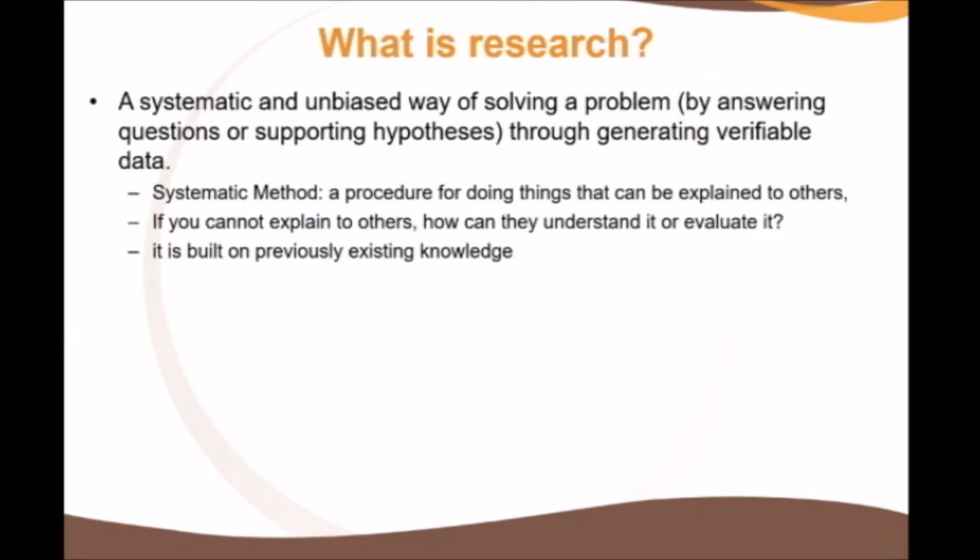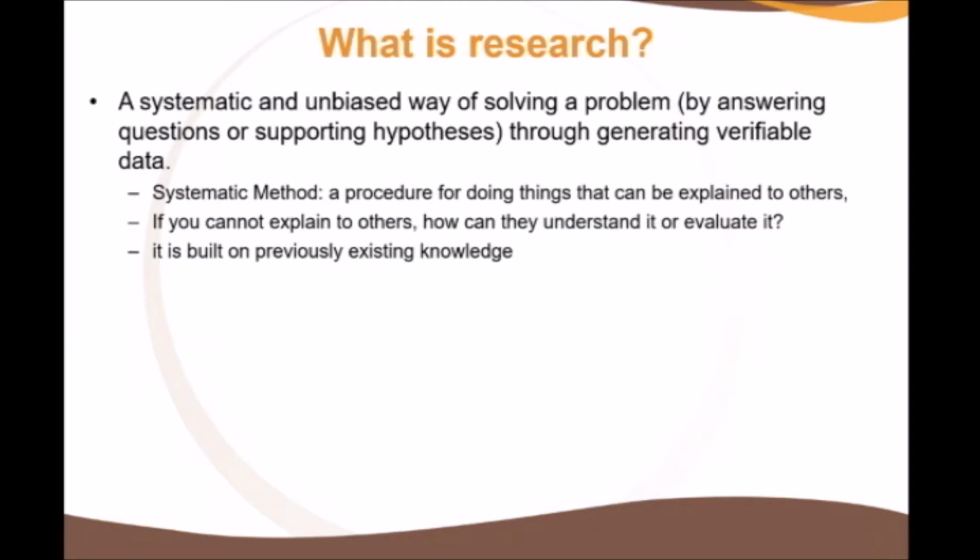So let's begin by defining what is research. It's a systematic and unbiased way of solving problems, by answering questions or supporting a hypothesis through generating verifiable data. What we mean when we say it's a systematic method is that it's a procedure for doing things that can be explained to others. In other words, it is not a haphazard method. It has to be done in a way that can be explained.